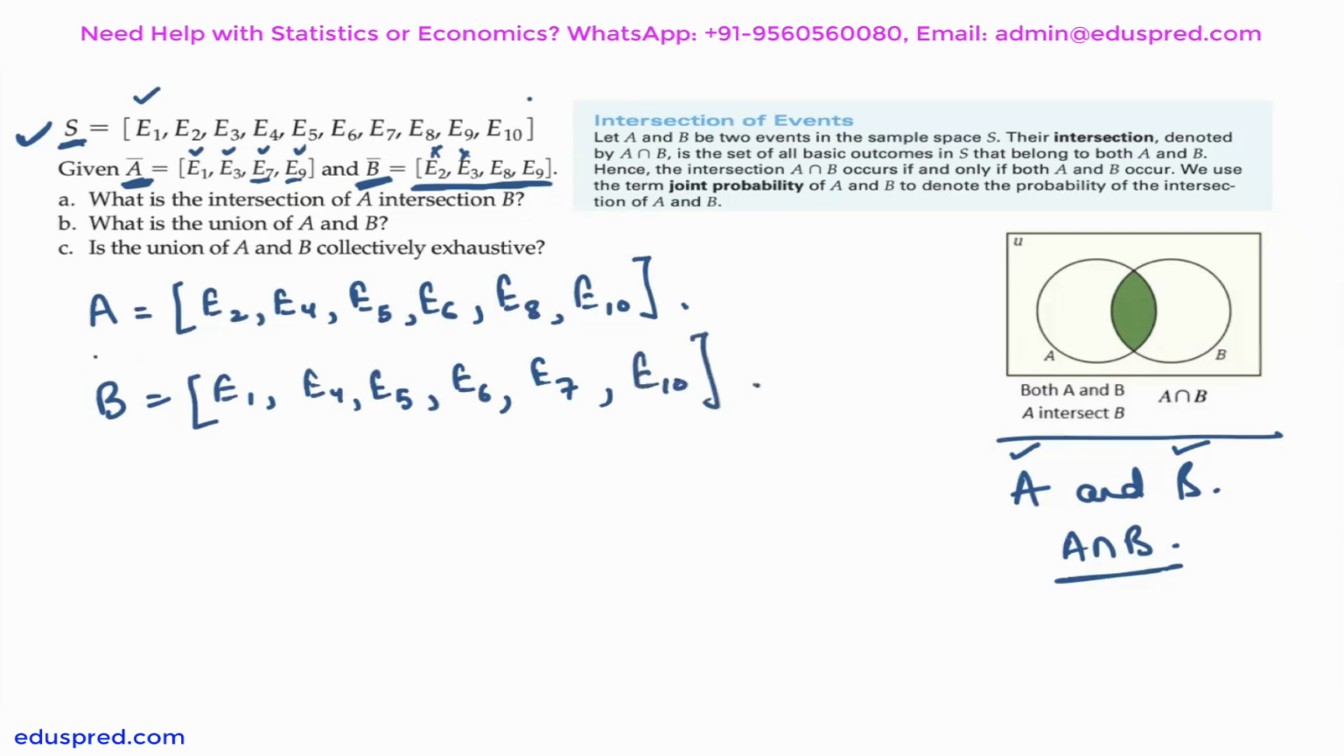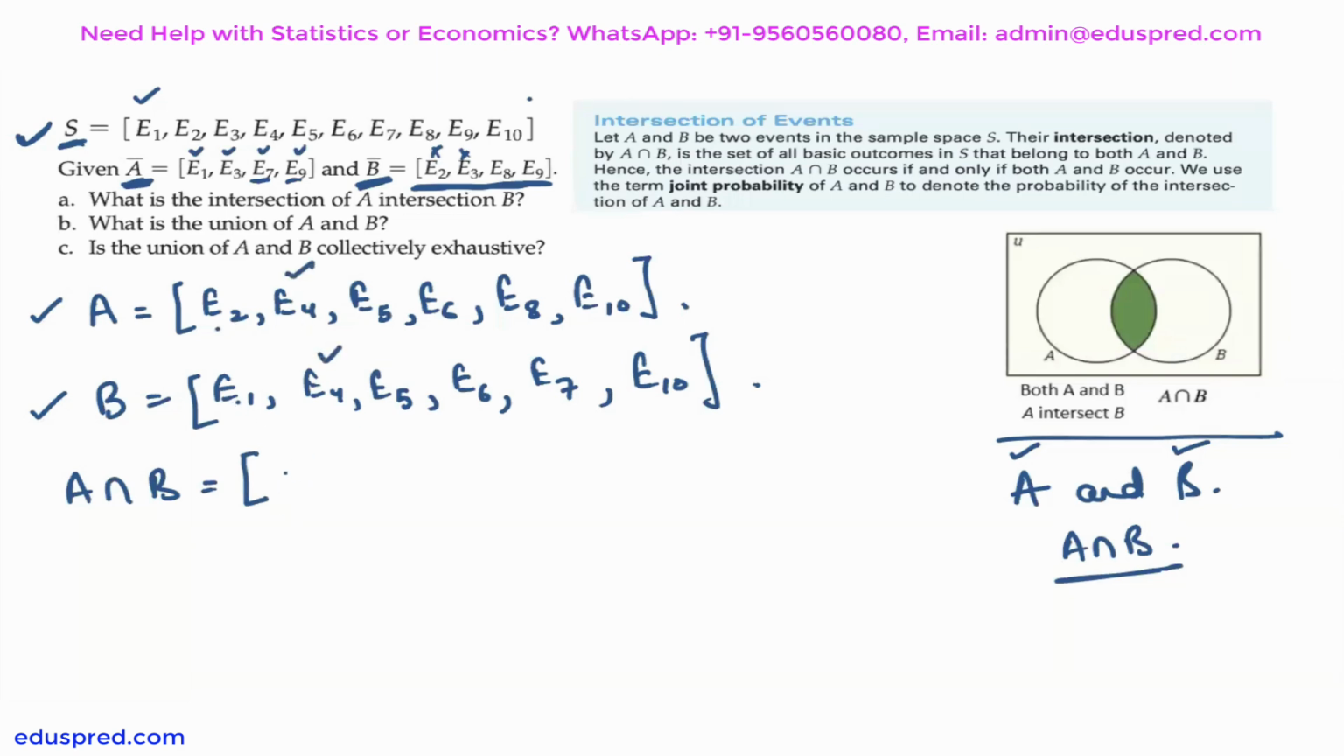So now we have the event A and event B, and now we can find out A intersection B. What will be A intersection B? A intersection B is going to consist of all the outcomes which are a part of A and which are also a part of B. So for example, E1. E1 is only there in B, it is not there in A. So E1 will not be a part of A intersection B. What about E2? E2 is in A but not in B. So again, it will not come into A intersection B.